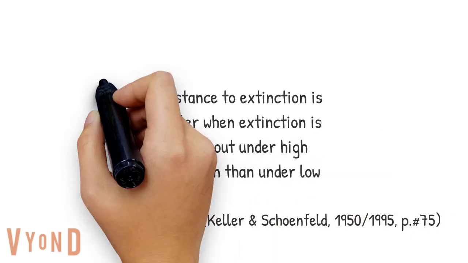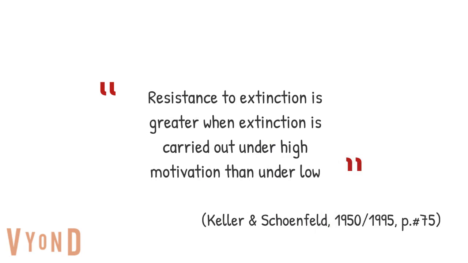Another variable that affects resistance to extinction is establishing operations. So this is saying that all stimuli that function as reinforcers require a minimum level of an establishing operation, meaning that there has to be some type of motivation present. So resistance to extinction is greater when extinction is carried out under high motivation than under low. So depending on how motivated they are by that reinforcer will determine the resistance to extinction, right? So if somebody's hungry and they really want that edible or that snack, we're going to see high resistance to extinction.